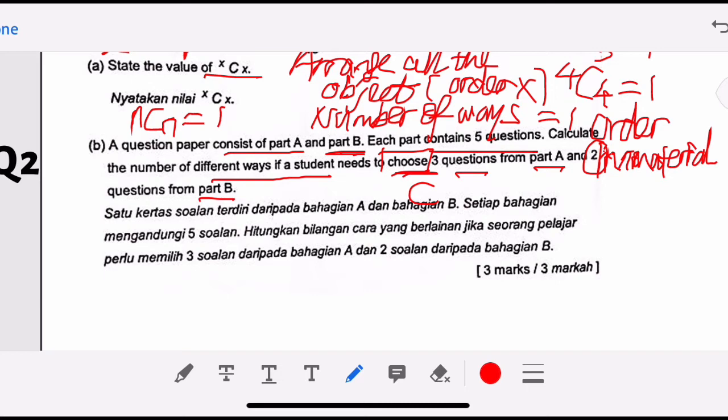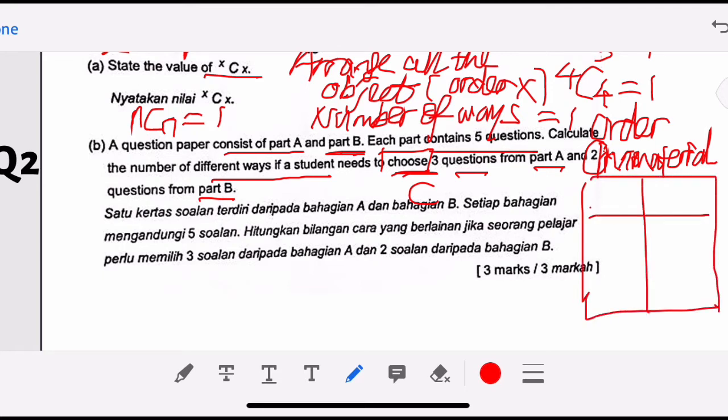So out of 5, you will choose 3 for section A, and out of 5, you will choose 2 for section B. Because it's actually 2 events, we have to use the multiplication rule. So we have to multiply. For A, we have 5 questions. For B, we have 5 questions. And we list out in order for the sample space.